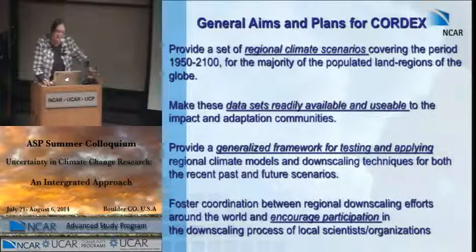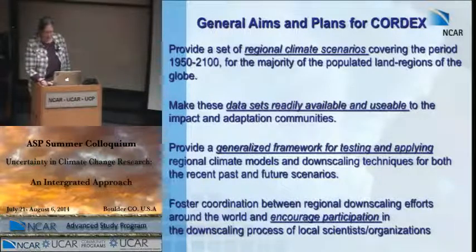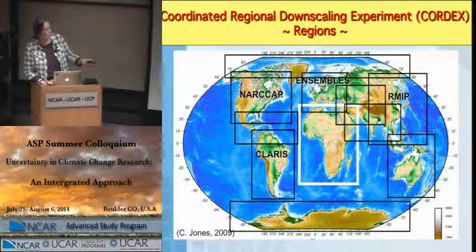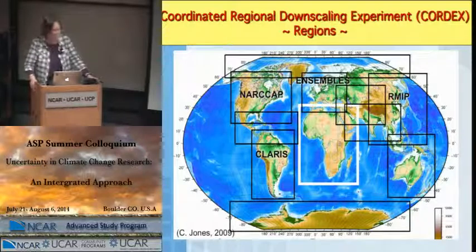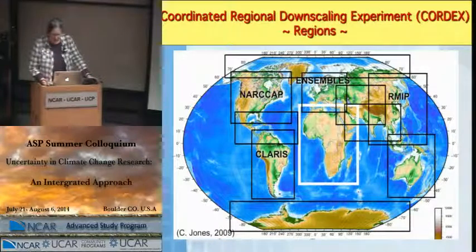So CORDEX is providing a set of regional climate scenarios, making data sets available, a generalized framework for testing and applying regional climate models, and importantly, encouraging participation of more scientists. So one of the goals is really to entrain more developing world scientists in this. And one of the things that I appreciate about CORDEX is that Africa is in white because that was the focus domain for everyone to work on. And I thought that was definitely worthwhile because there just has not been a lot of work on the African continent at even 50 kilometers. And by the way, the basic resolution of CORDEX is 50 kilometers.